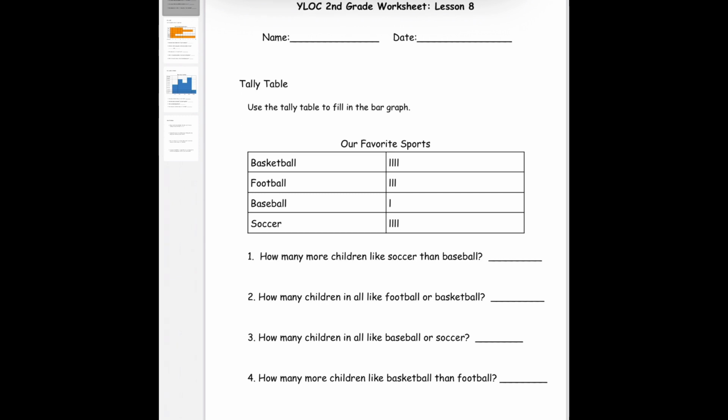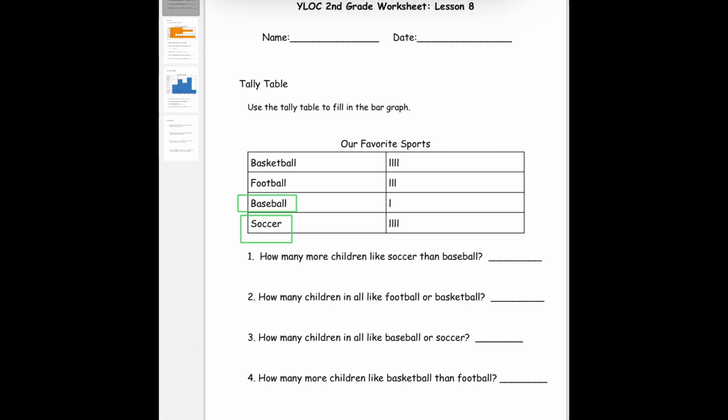So it says tally table. Use the tally table to fill in the bar graph. Okay, so for number 1, it says how many more children like soccer than baseball? So we have to find the soccer first, which is right here, and then baseball.